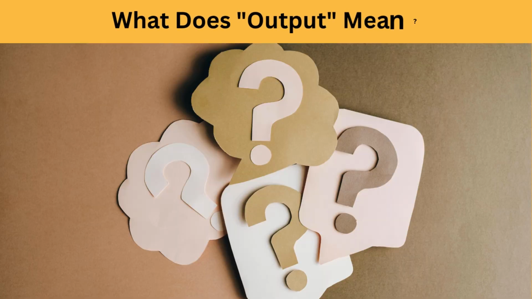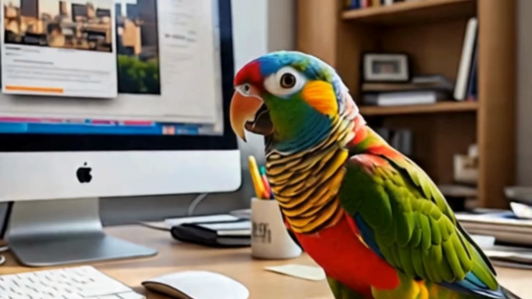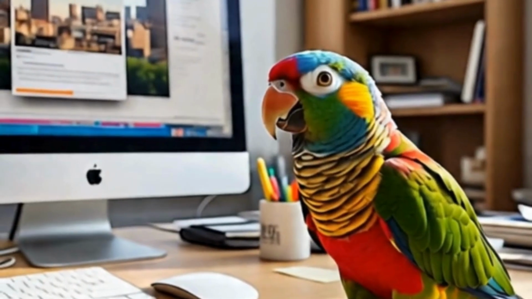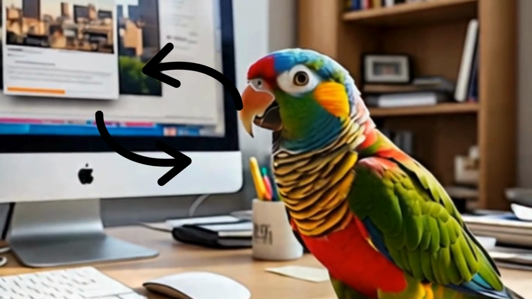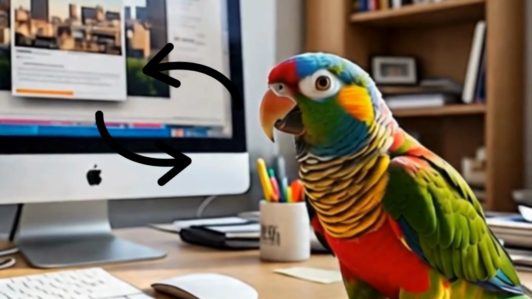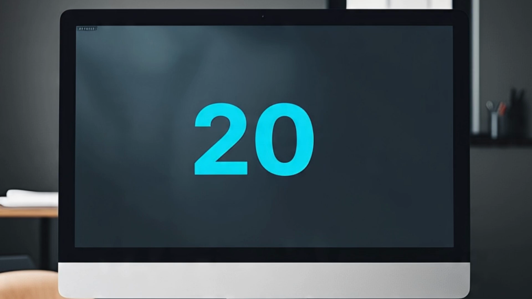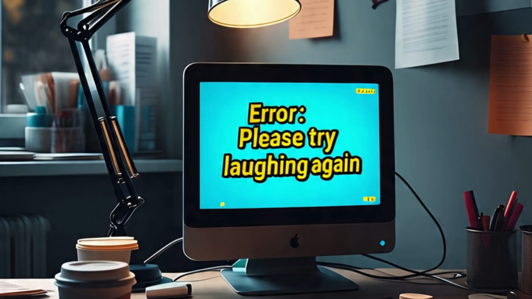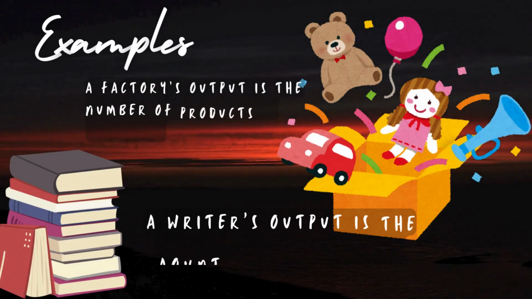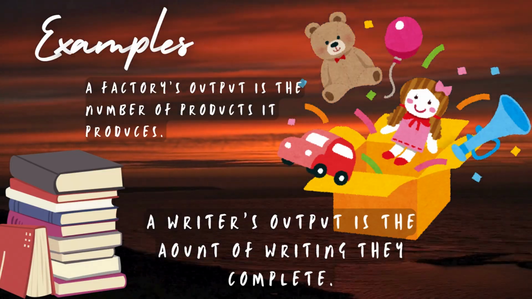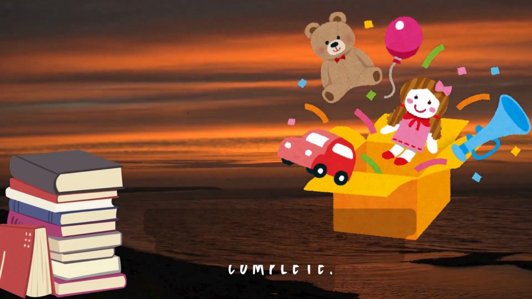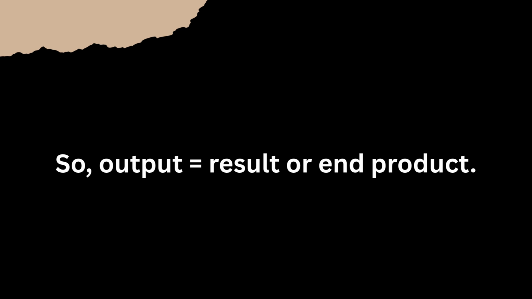So, what does output even mean? Imagine your computer like a talking parrot. You tell it something and it squawks something back at you. That squawk is the output. Basically, it's the result of anything your computer does, like the numbers it shows on the screen or the funny messages it displays. Think of a factory producing toys. The toys are the output. Or a writer writing a book. The book is their output. Simple, right? It's just the end result.